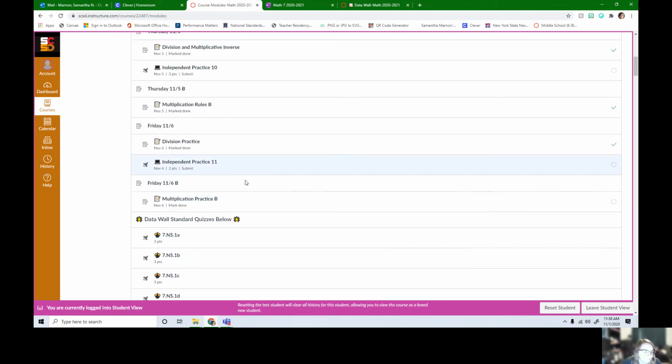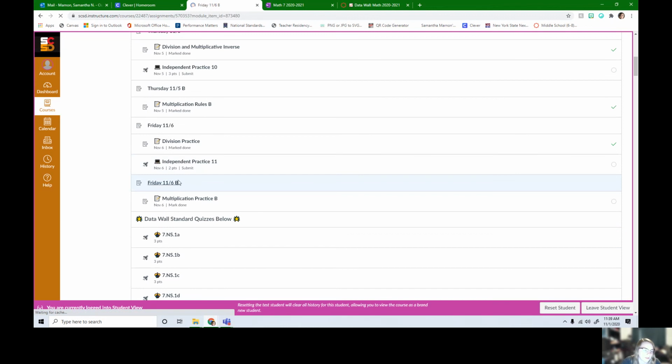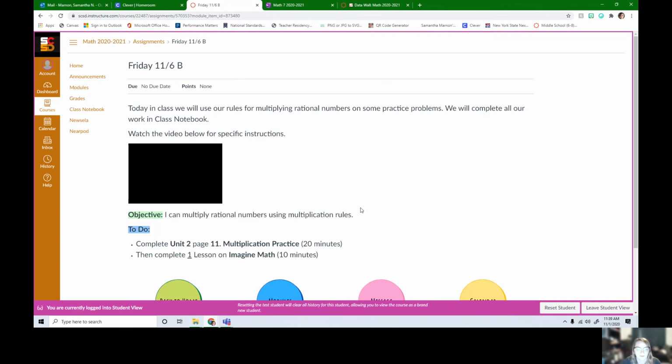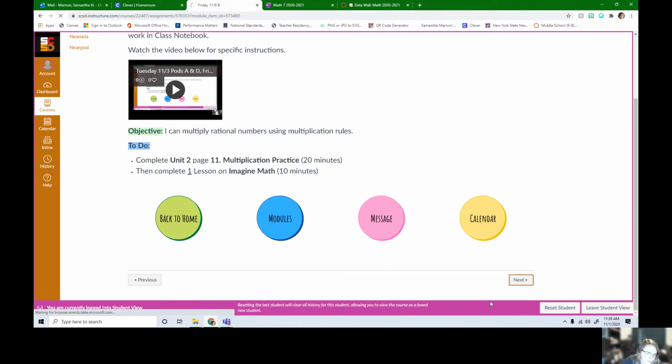For Friday, we're going to be working on multiplication practice. So now it's just going to be practice, practice, practice, and then a lesson in Imagine Math. Imagine Math is our extra resource that we're using to help fill in any gaps in our learning from the spring especially. I'm going to show you the class notebook page.